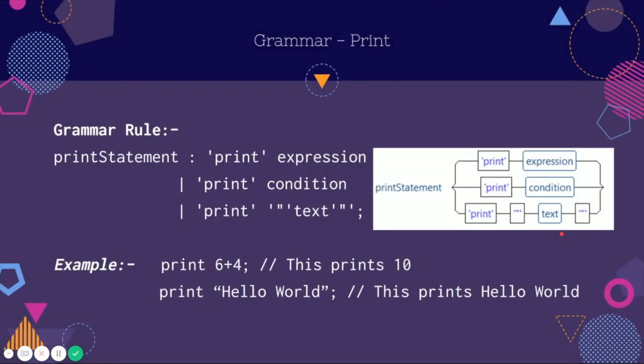Also, we define a grammar for the print. For print, we start with the word print, and then it can be followed by an expression, condition, or text. In this example right here, we have print 6 plus 4, which is an example of printing an expression. In this case, it's going to print 10 because 6 plus 4 equals 10. And also, we have an example for printing a text. In this case, the text is hello world.